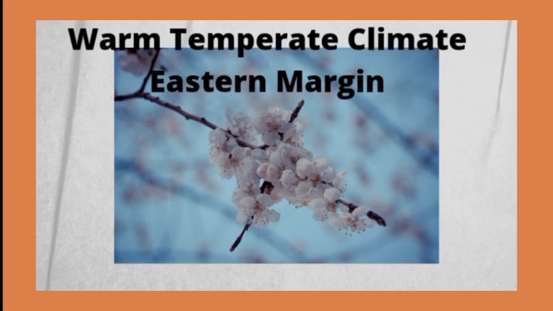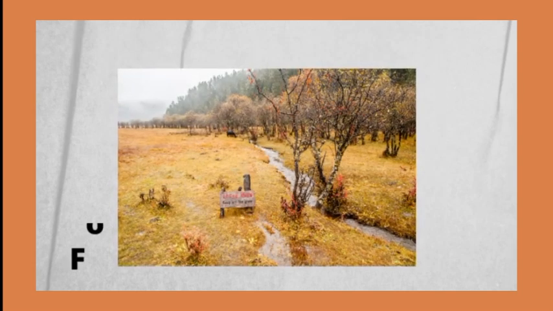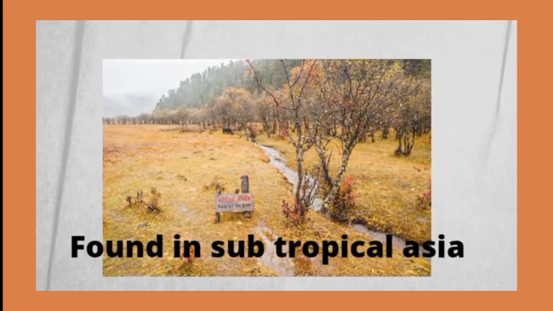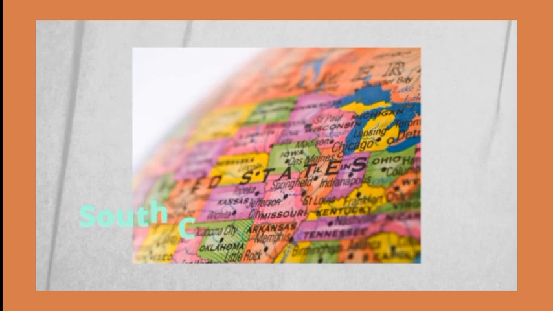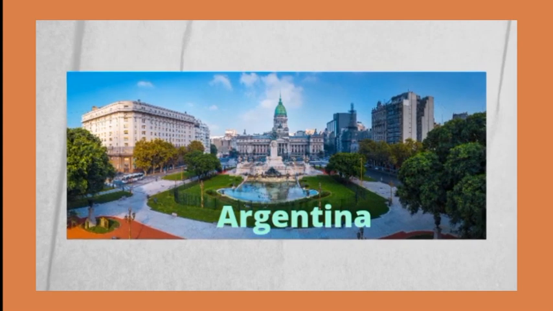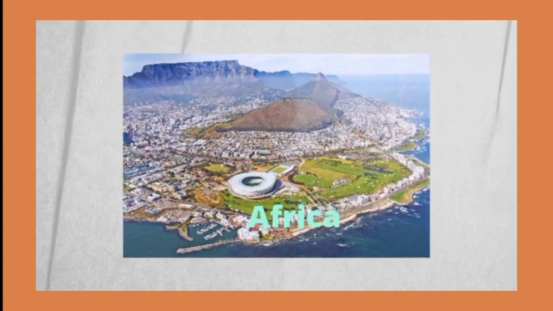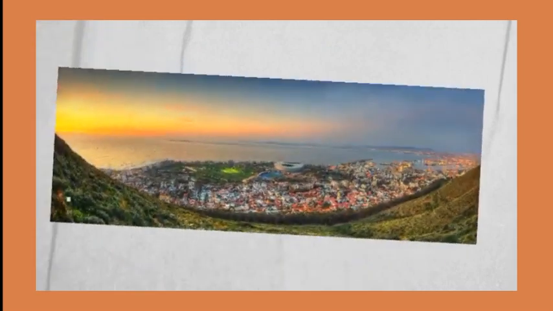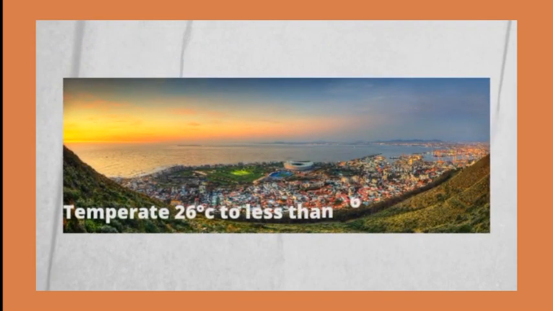The warm temperate eastern margin is found in the subtropical Asian areas like central China, southeast of the United States of America, South Brazil, eastern Argentina, southeast Africa, and southeast Australia. Its seasons, like others in the temperate regions, are 4 seasons. Temperatures range from 26 degrees Celsius to less than 16 degrees Celsius in winter.